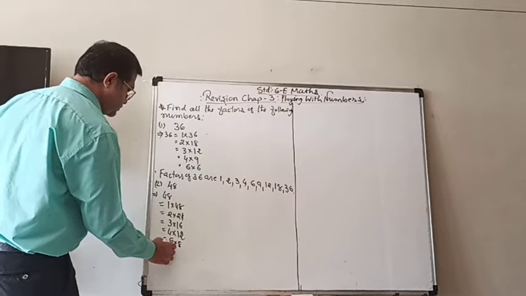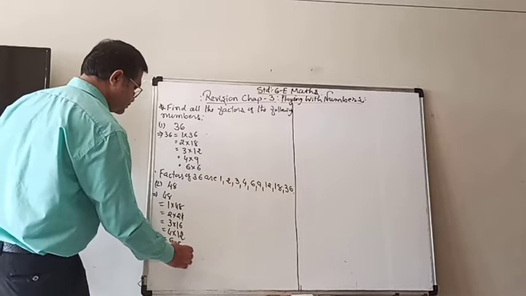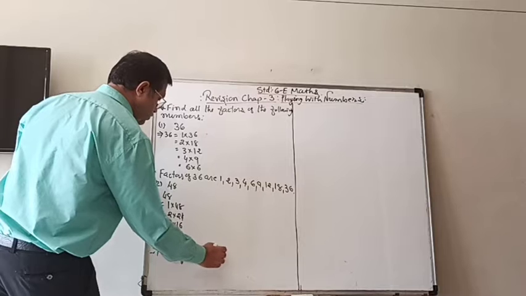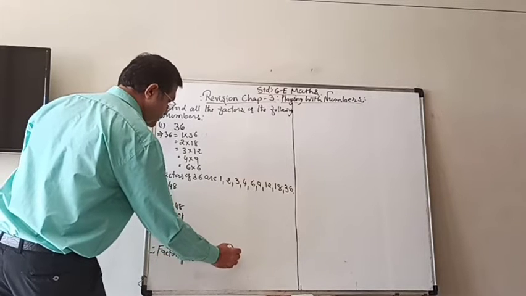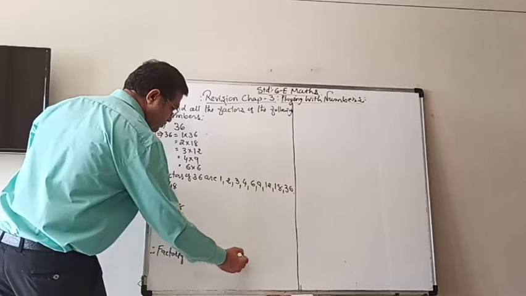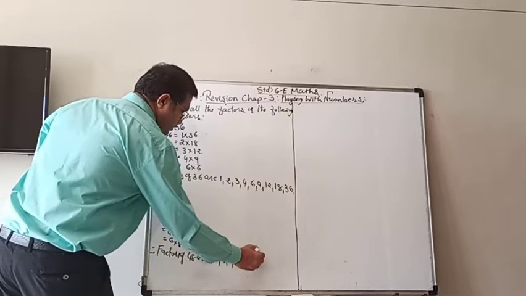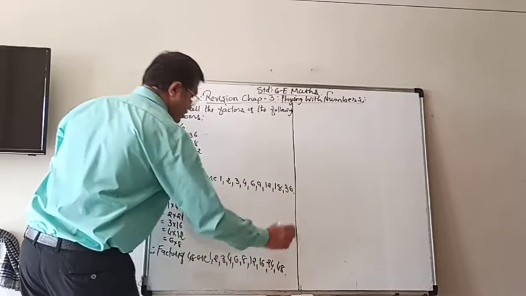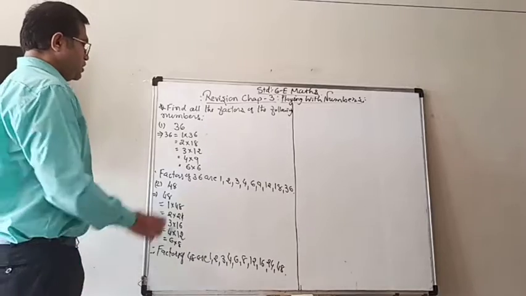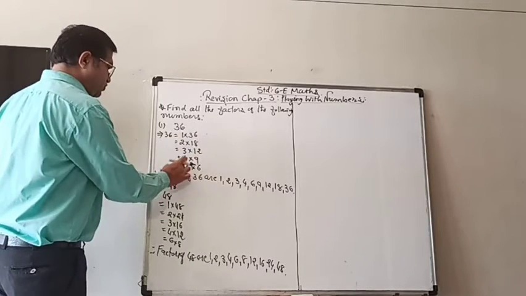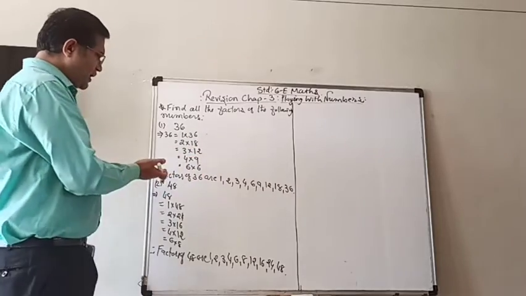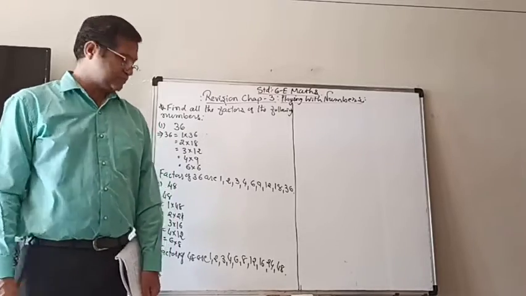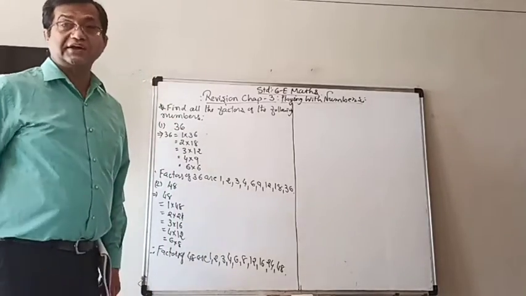Therefore, factors of 48 are 1, 2, 3, 4, 6, and then this side 8, 12, 16, 24 and 48. So my advice, this is not necessary to write down, but you have to do it in the rough. So why don't you do it here? So your time is not getting wasted. And you will not miss any of them.